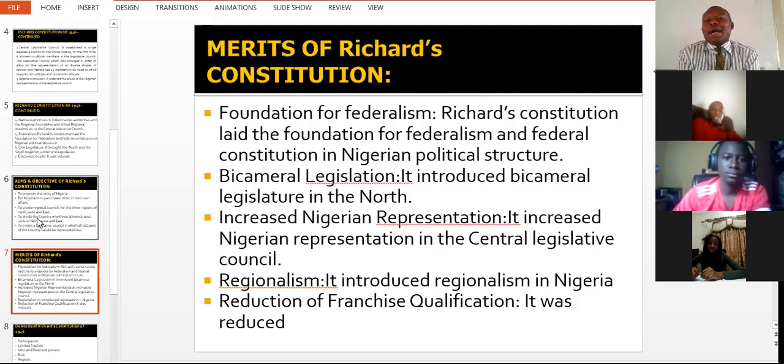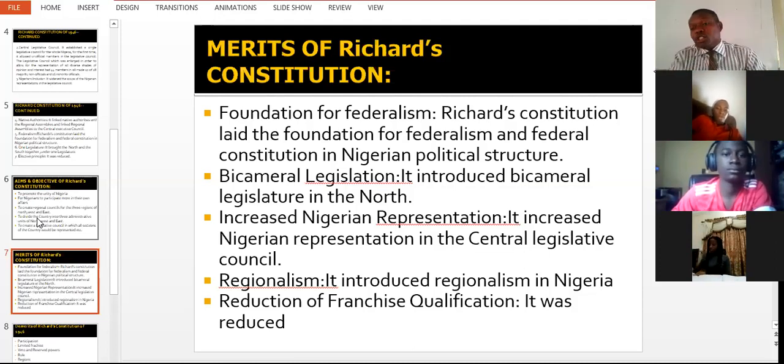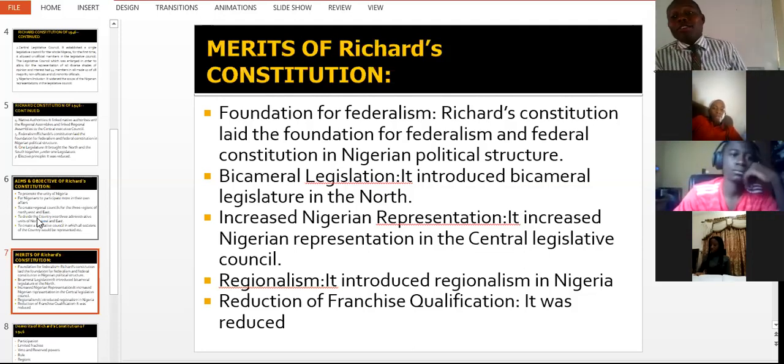Now, for that of Richard, the bicameral legislature is the regional assembly. That is one. Then the other one is the House of Chiefs. Do you understand? The House of Chiefs are all these traditional institutions. So they make up the bicameral legislature for the Richard Constitution: the regional assembly and the House of Chiefs. But as it is now, we don't have a House of Chiefs in Nigeria. Do we have it? No, we don't.